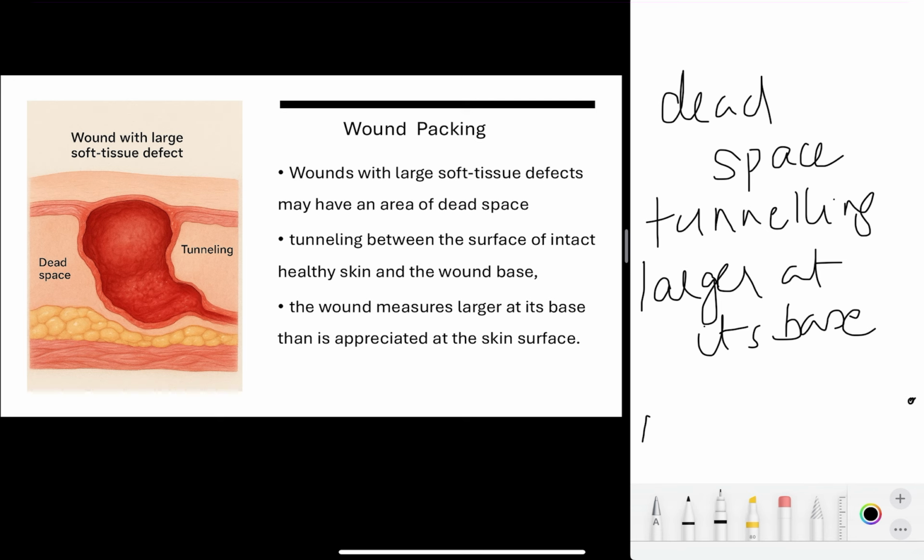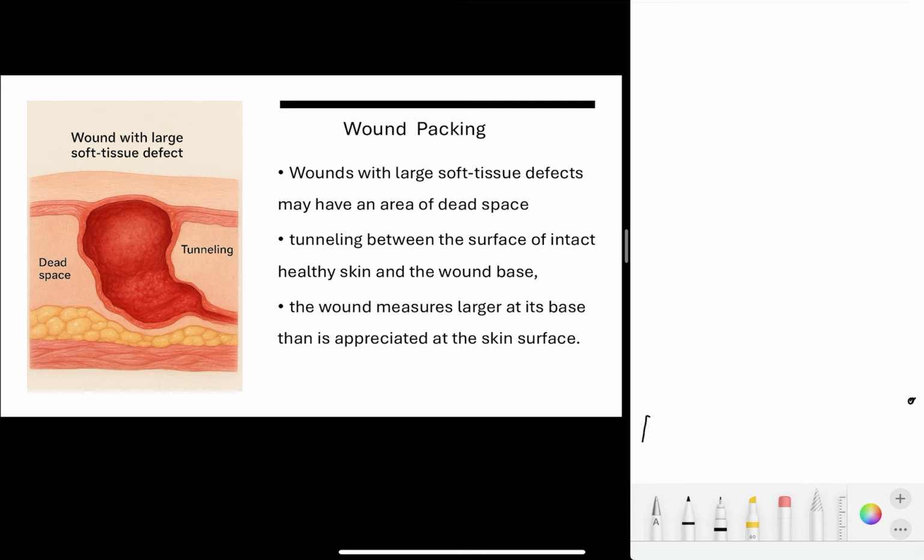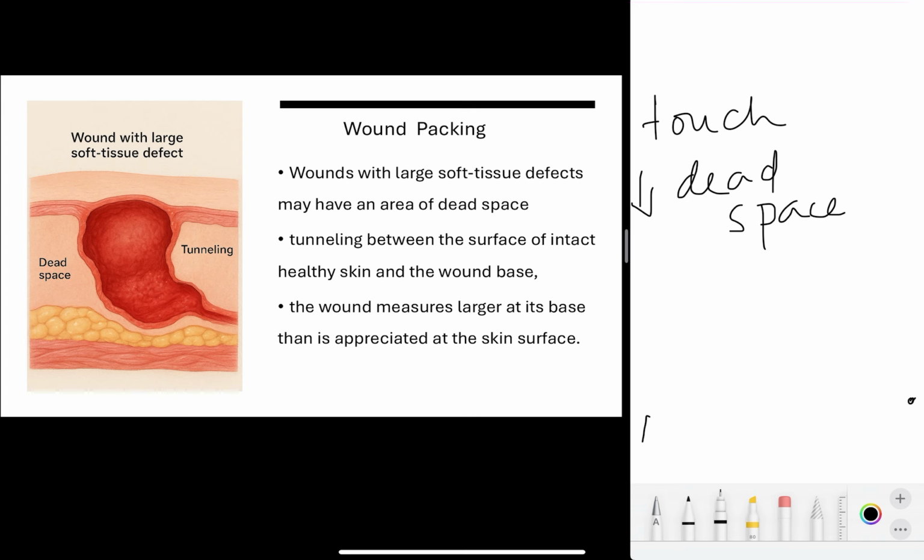So wound packing is considered a basic standard of care, and when packing wounds with a significant dead space, the dressing should touch the wound bed, reduce physiological dead space, and absorb exudate, and reduce the potential for infection.